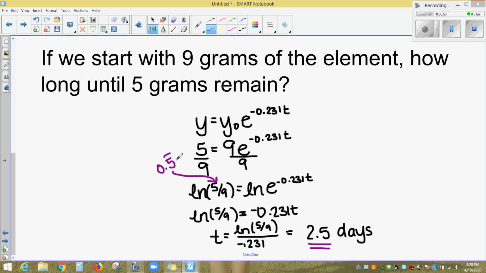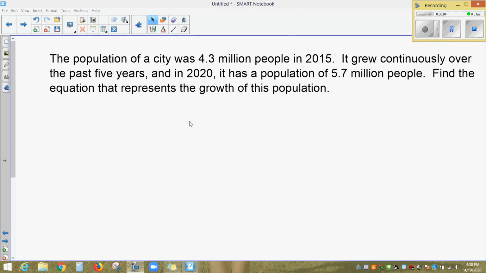Okay, so leave it as a fraction, don't write it as a decimal. Okay, let's do one more. Okay, so here is a word problem. If you need to pause it to write it down, go ahead and do that.